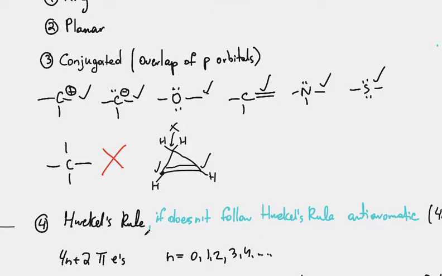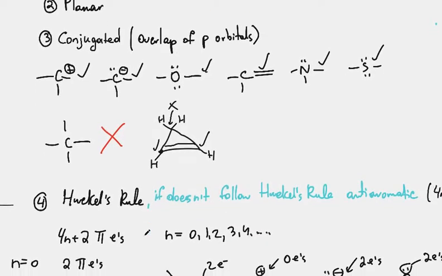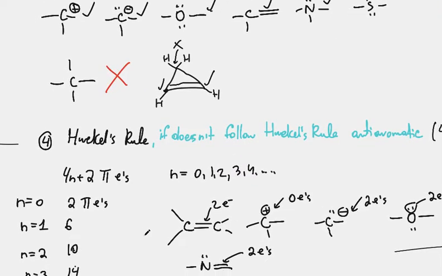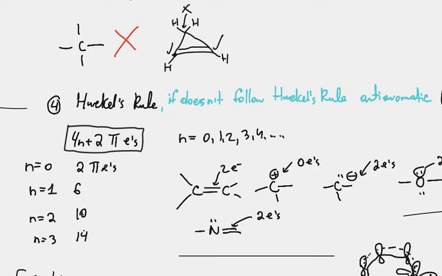The last condition that is needed for a molecule to be aromatic is called Huckel's rule. Huckel's rule tells us that we have to have 4n plus 2 pi electrons in our ring, where n is an integer. It could be 0, 1, 2, 3, etc. So we can right away plug in all of the possible n numbers to see how many possible pi electrons we can have. If n is equal to 0, 4 times 0 is 0, plus 2 is 2. So your molecule can have 2 pi electrons. When n is 1, it can have 6, n is 2 is 10, n is 3, 14.